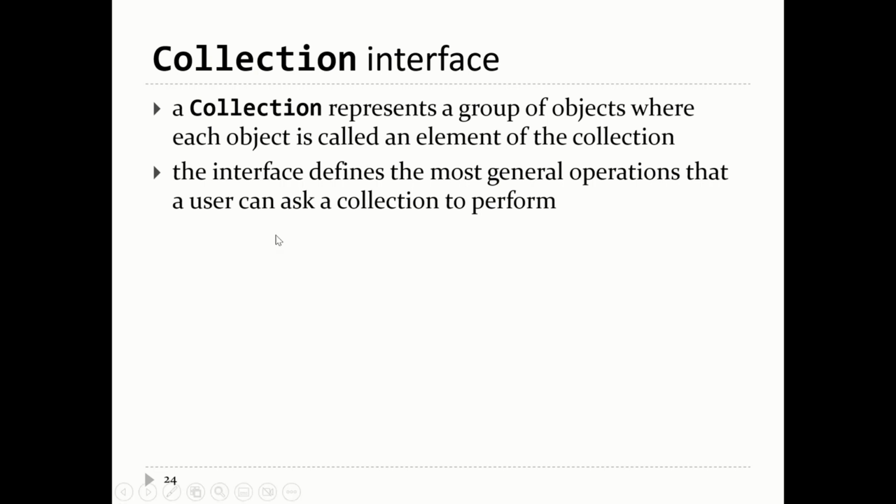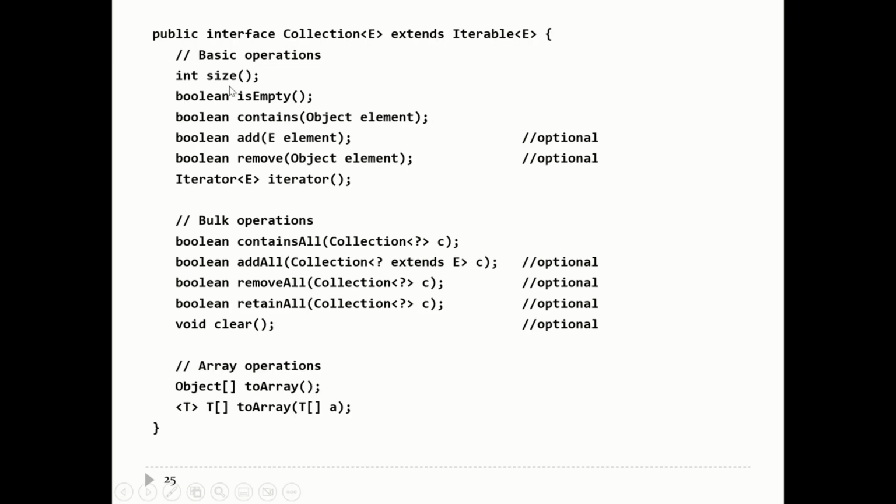The collection interface defines the most general operations that you can ask a collection to perform. You can ask for the size of a collection. You can ask, is the collection empty? You can ask, does the collection contain an element? You can ask a collection to add an element to itself or remove an element from itself, and so on.